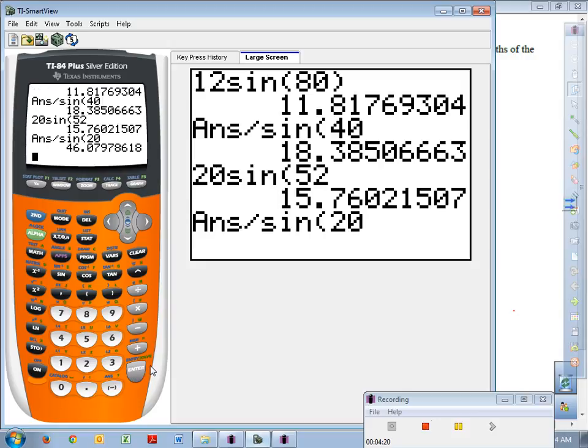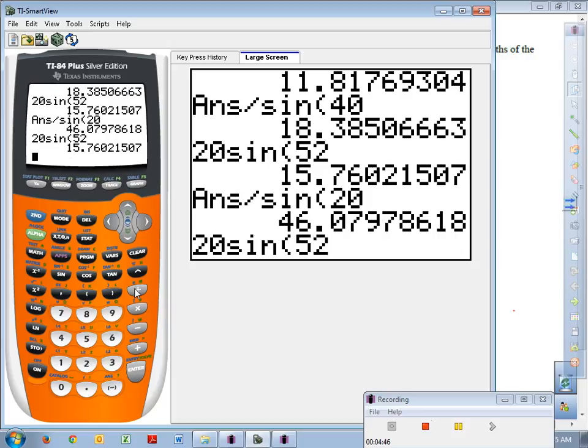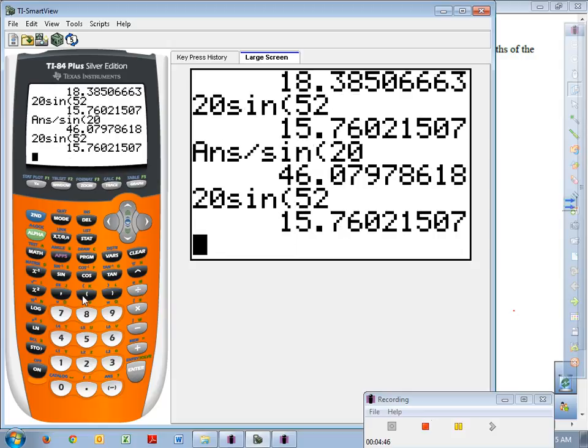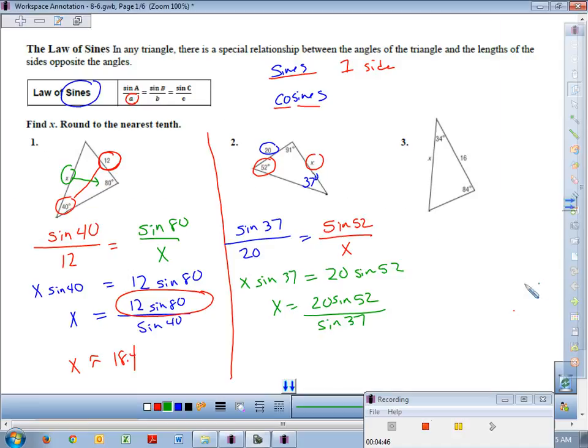We get, no, time out, what did I do wrong? Punched the wrong thing in, my bad. It is 20 times the sine of 52, which is that, divided by the sine of 37. My bad. I totally looked at the wrong thing. There we go. 26.2 is what we should have got. My bad. Sorry about that.